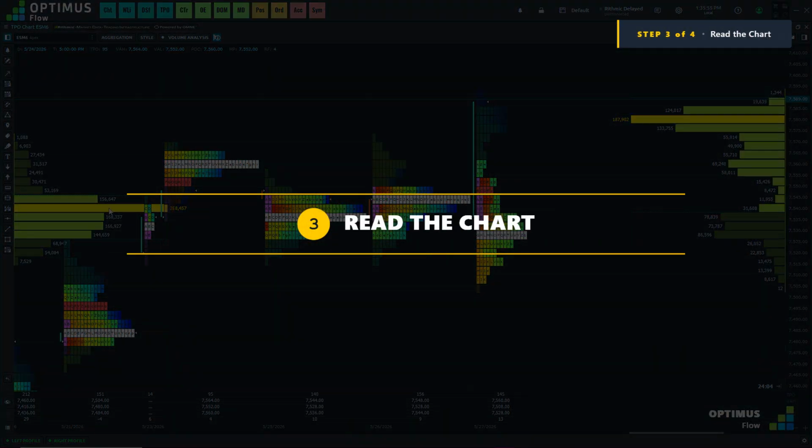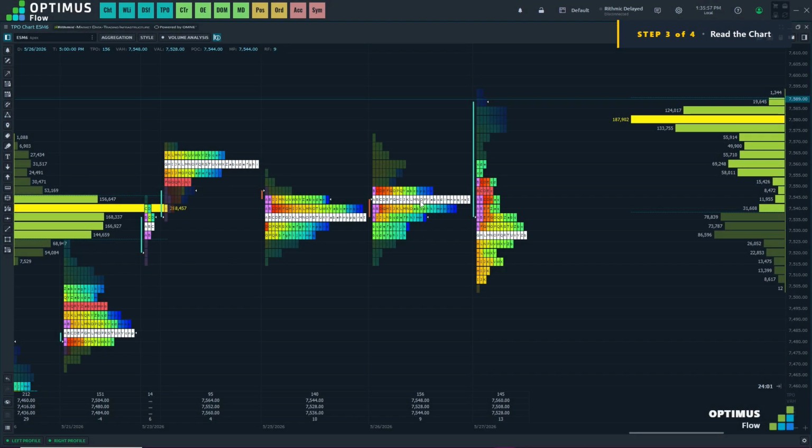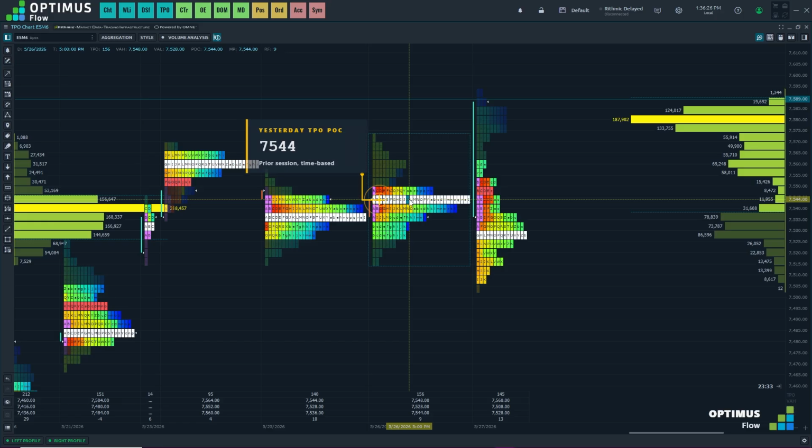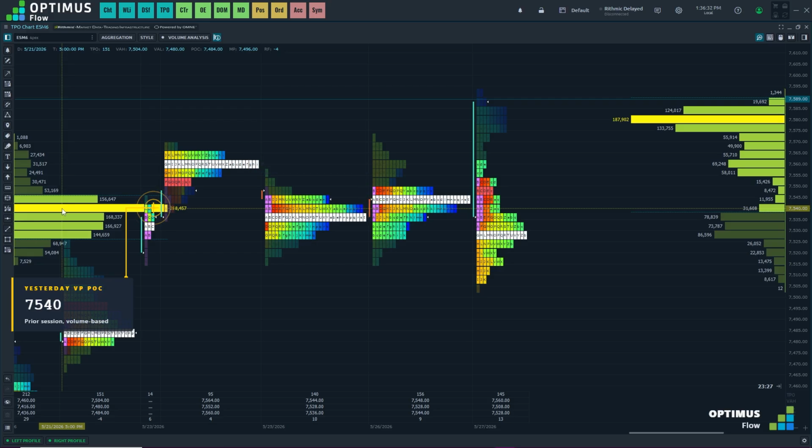So in this example, this left volume profile is correlating with this session. This was yesterday. And this right volume profile is correlating with today's session, this one right here. And you can see a few different things. One is that on the left profile, meaning really this is just correlating with this volume or TPO profile. For yesterday, the POC for the TPO was right around 75.40 or 75.44. And the volume POC was about 75.40. So those match up pretty well.